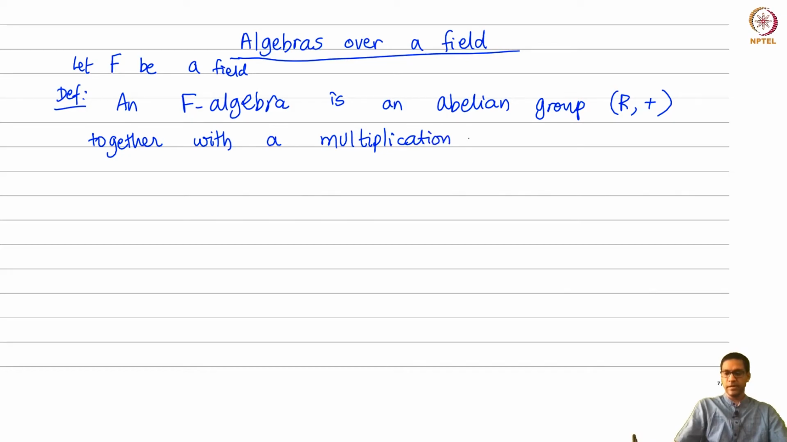So what is a multiplication? A multiplication is a map. It's a binary operation, if you wish. Let me just call it dot. So multiplication is a map R cross R to R, which takes a pair A, B to A dot B. It's a binary operation.